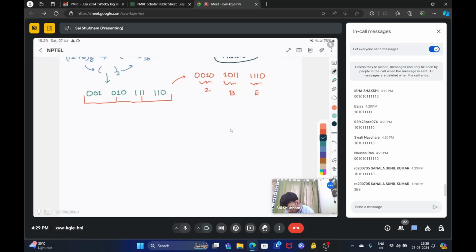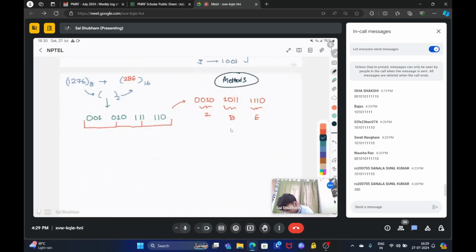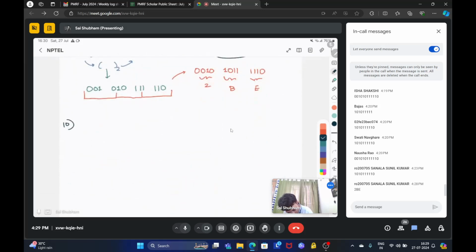Like for example, this is your, one second. Suppose this is your number in octal, and you have to convert it into decimal. So what will be the answer?